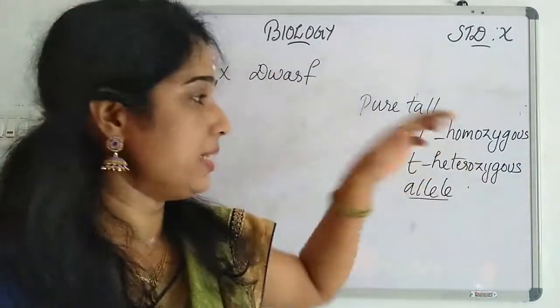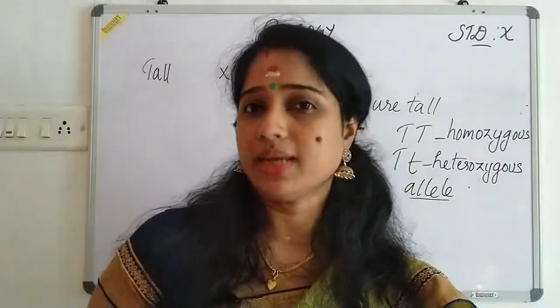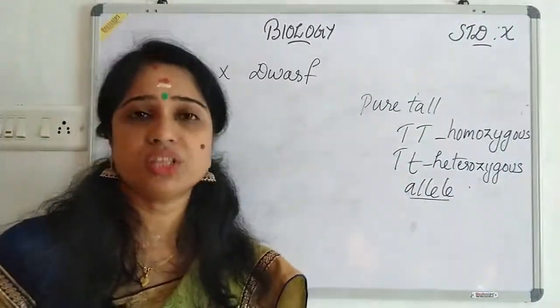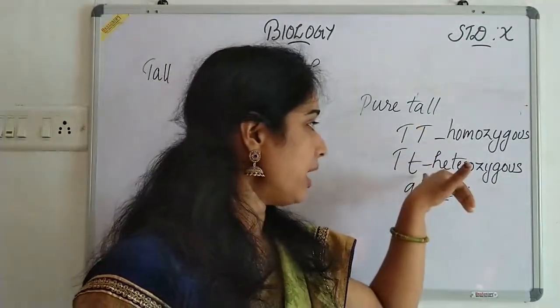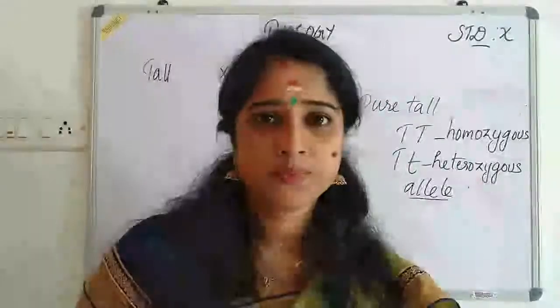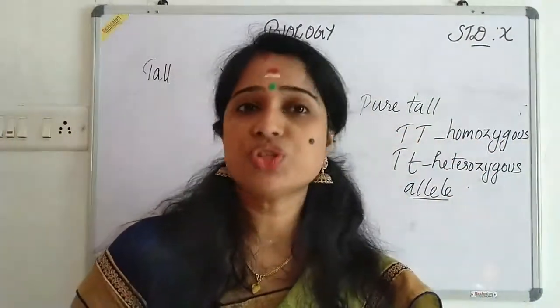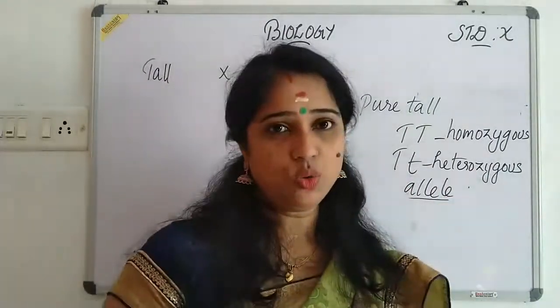If both are the same, it is homozygous. If both are different, it is heterozygous. So what is an allele? It's the alternative form of the gene. There's another form of the gene. Here capital T is the gene, and the other form is what? Small t. If both the genes are the same, we call it what? Homozygous. If they are different, we call it what? Heterozygous.